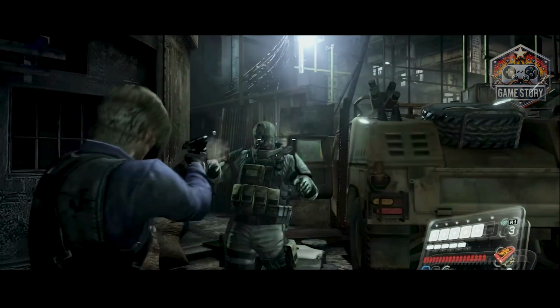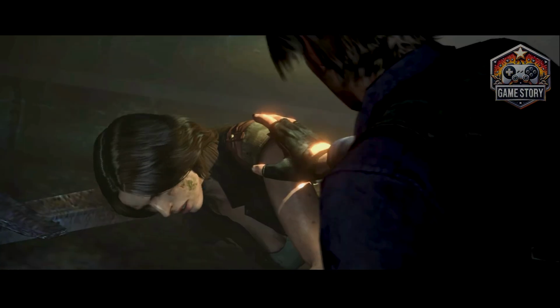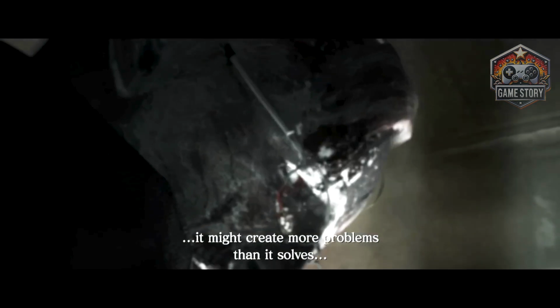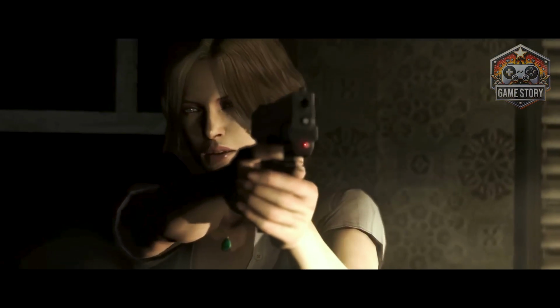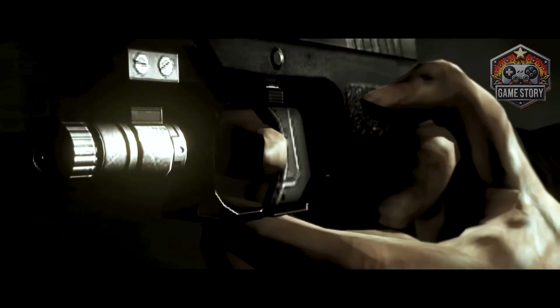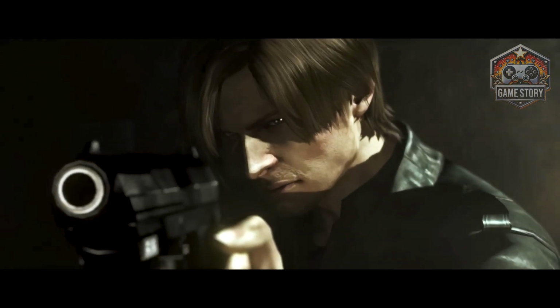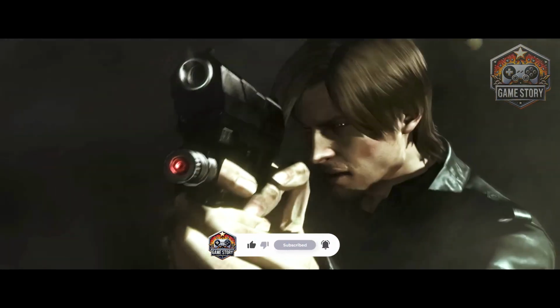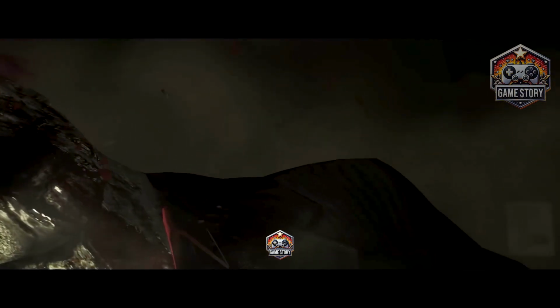Leon S. Kennedy of the Division of Security Operations rushes to help, but finds the president already turned into a zombie. After witnessing him attack a Secret Service agent, Leon is forced to shoot his friend. Helena Harper, who was with the president, takes responsibility for his death, raising Leon's suspicions.